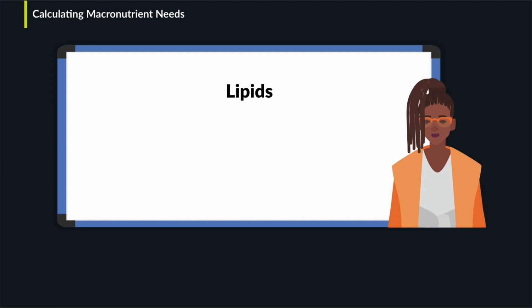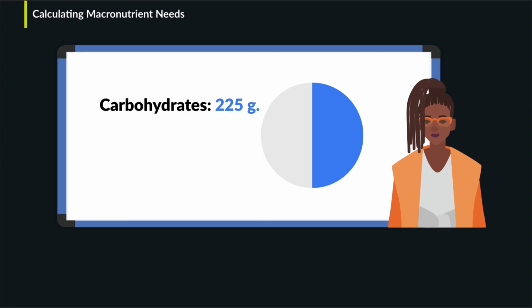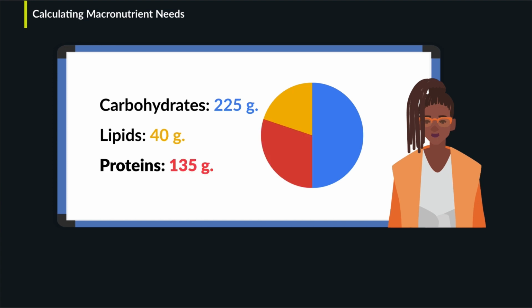For lipids, divide the total number of calories by 9. 360 divided by 9 equals 40. You need 40 grams of lipids per day. For proteins, we divide 540 by 4, which equals 135. That's 135 grams a day of protein. To recap, we'll need 225 grams of carbohydrates, 40 grams of lipids, and 135 grams of protein.